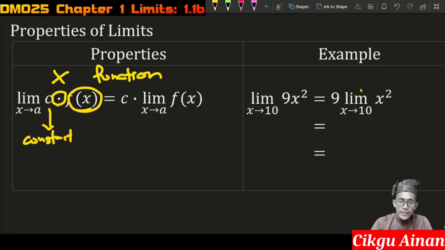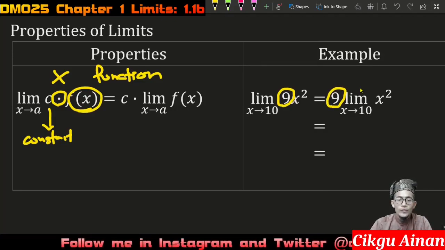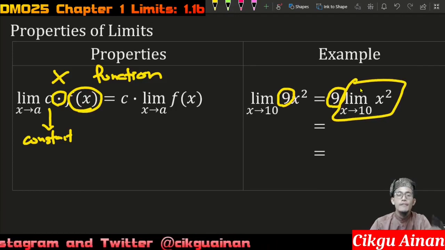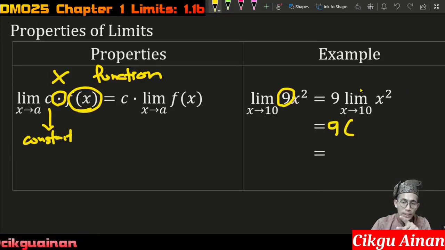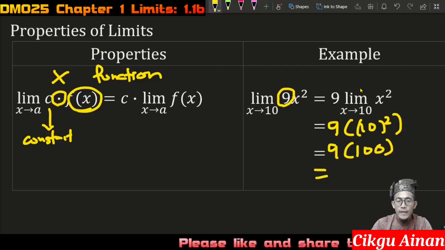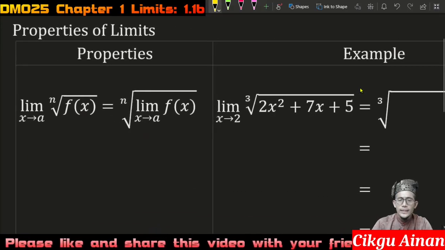We have the limit of 9x squared as x approaches 10. We can see the 9 is the constant, so we put the 9 over there first, and then we take the limit of x squared. What is the limit of x squared as x approaches 10? It's 10 squared. Then 9 multiplied by 100, therefore 900. Next, I think this is the last one.